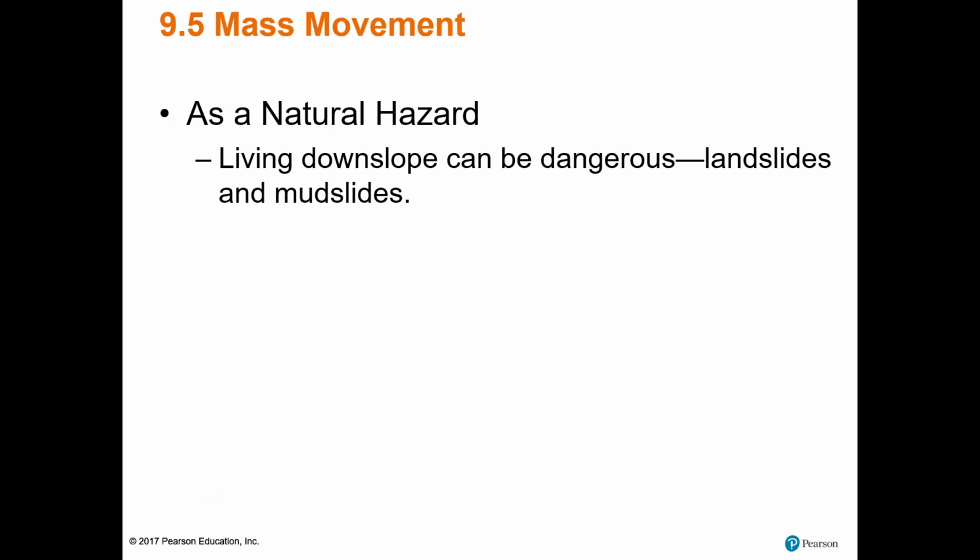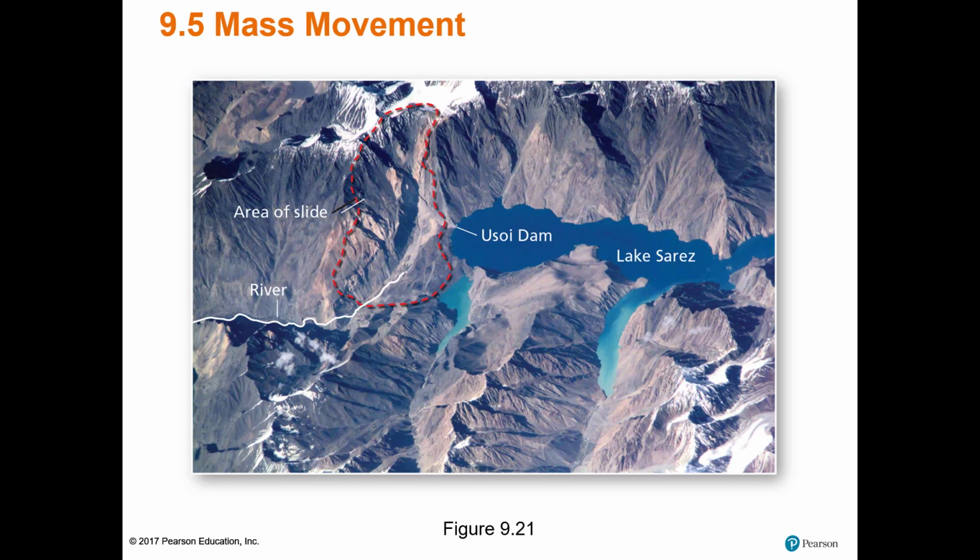So mass movement is a natural hazard, so people living downslope can be in a very dangerous situation. Landslides and mudslides do kill people. And you can see again another area of a slide near Lake Ceres, and the area of the slide is outlined with that red dotted line. And they are very dangerous. They can be unpredictable, and not always occurring after a rain event. It can be gravity and movement that causes this mass sliding.